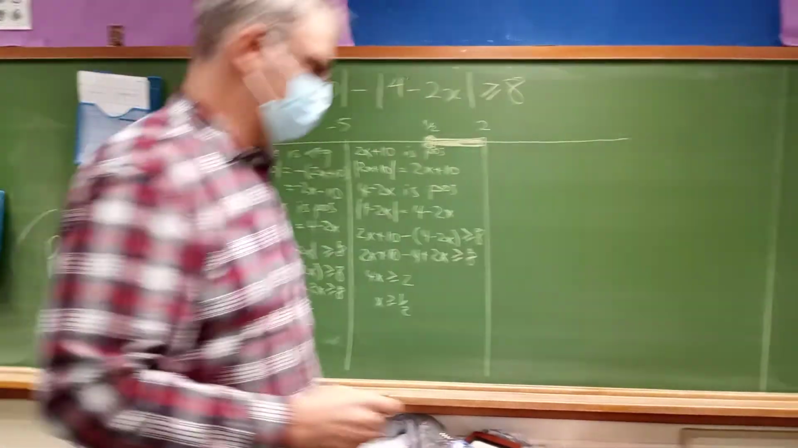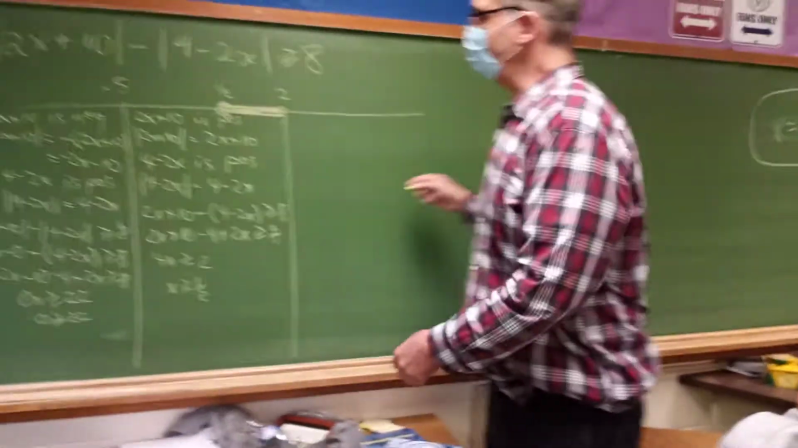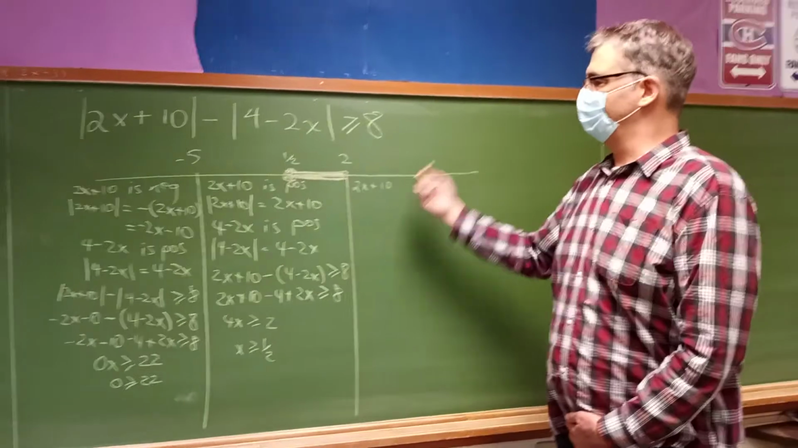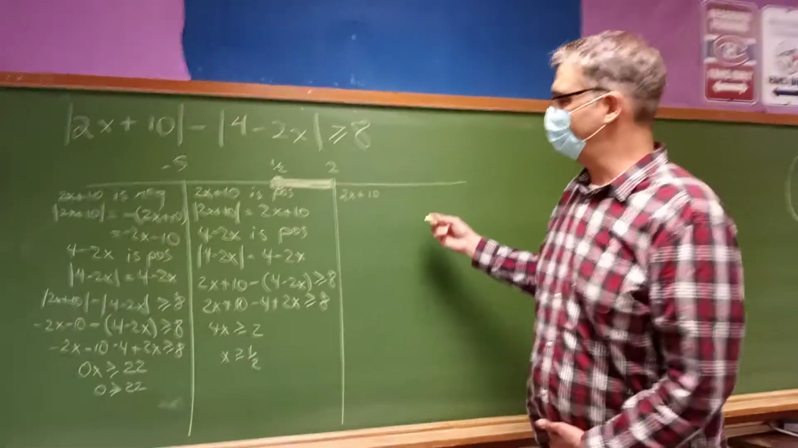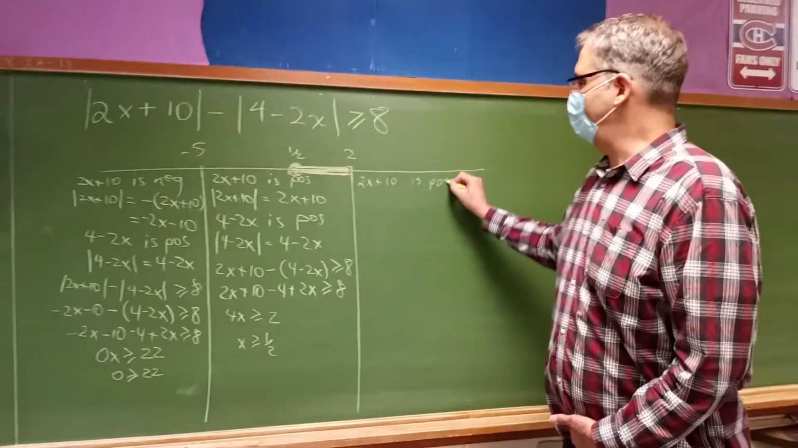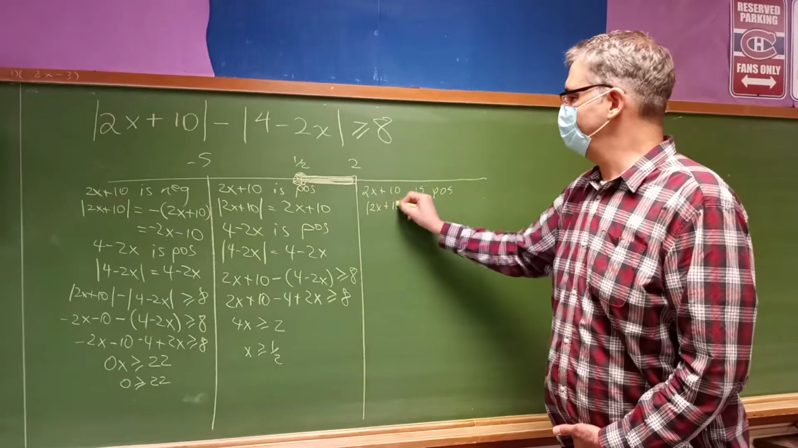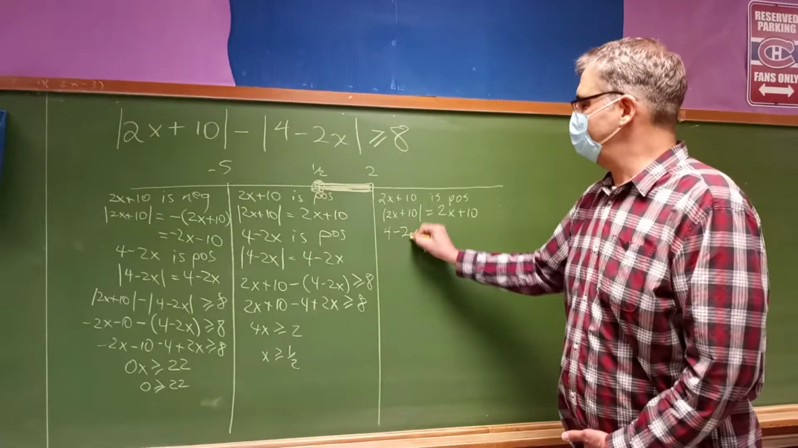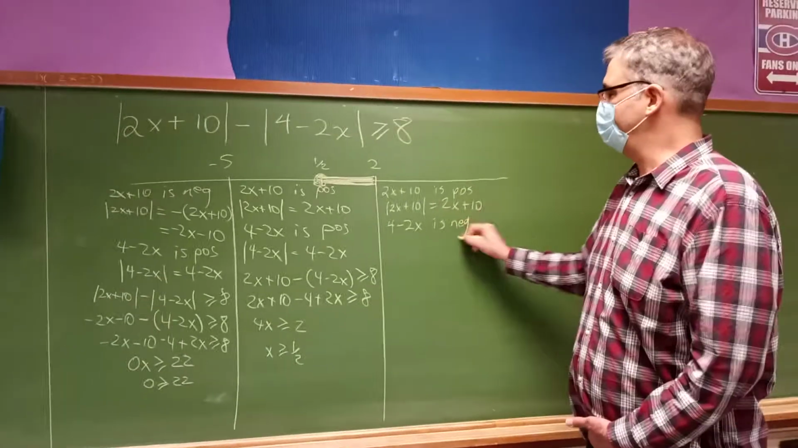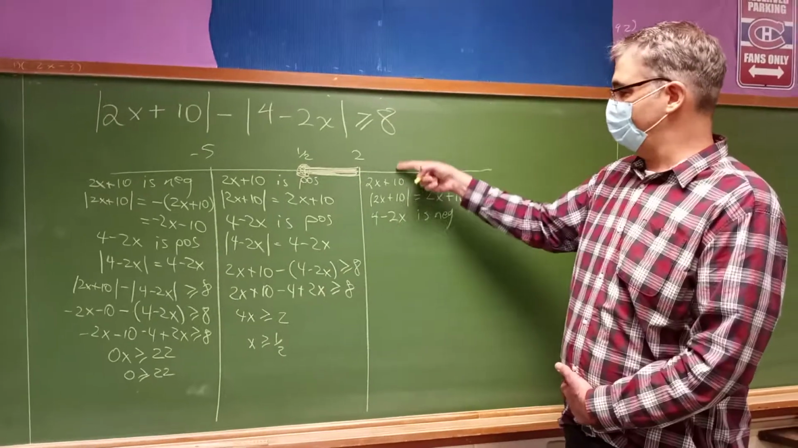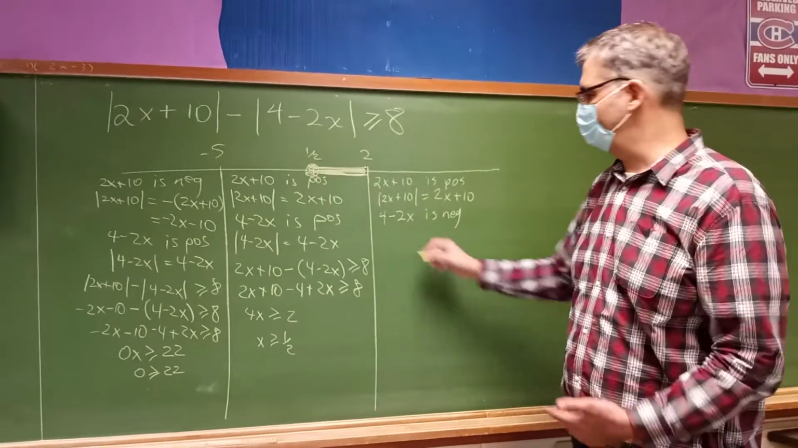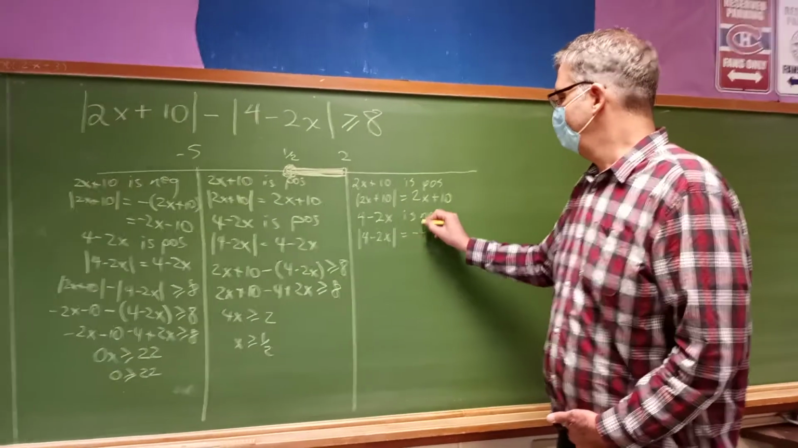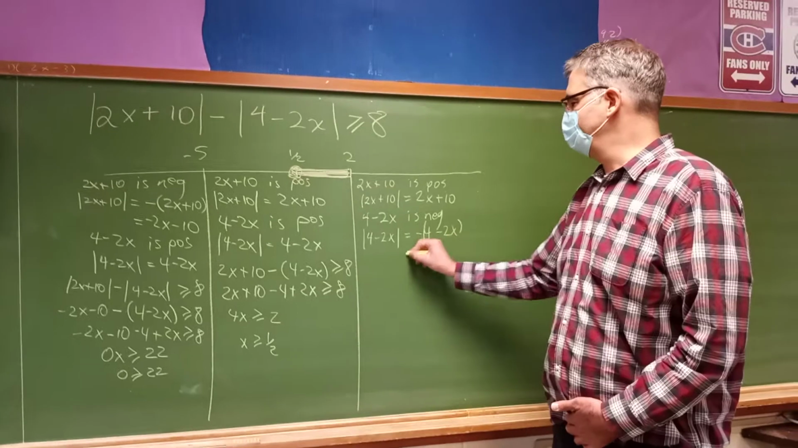And then finally I come to here, and I say, over here, 2x plus 10 is positive, because if I picked a number to the right of 2 and put it in, I would get a positive quantity. And that means that the absolute value of 2x plus 10 equals 2x plus 10. 4 minus 2x would actually be negative over here, because if I put a number like 3 into 4 minus 2x, I get a negative quantity. That means the absolute value of 4 minus 2x is negative of 4 minus 2x, which is negative 4 plus 2x.